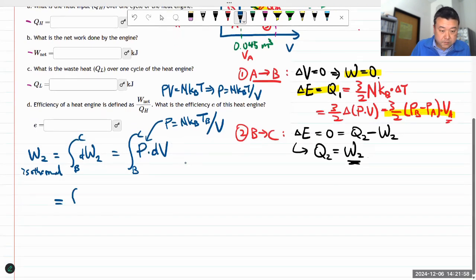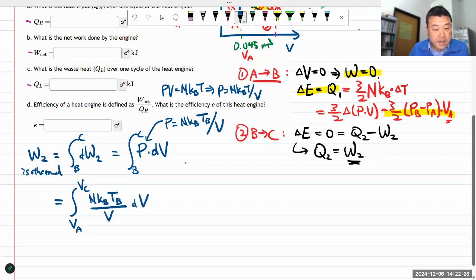So let's write out this integral fully. The value of V is going to go from the volume at B, which is the same as VA, to VC, which we do need to figure out. I'll quickly write it out after I write down the integral. So it's going to be NkB TB divided by V dV. And I guess I could do the integral now.